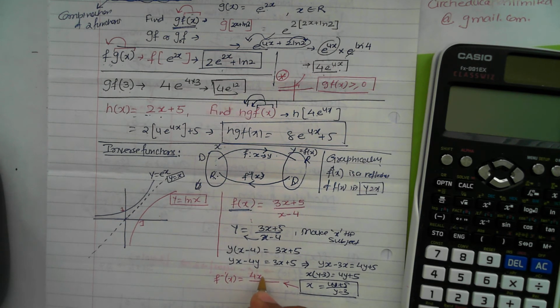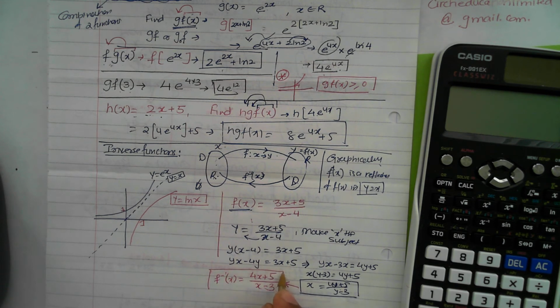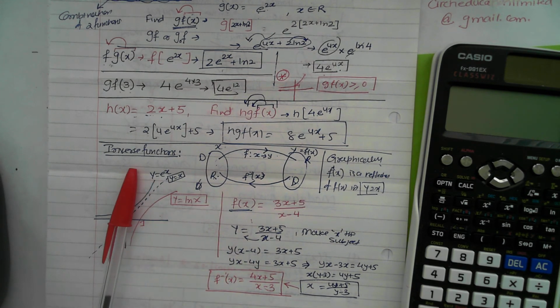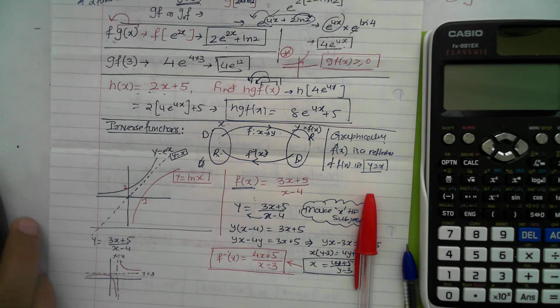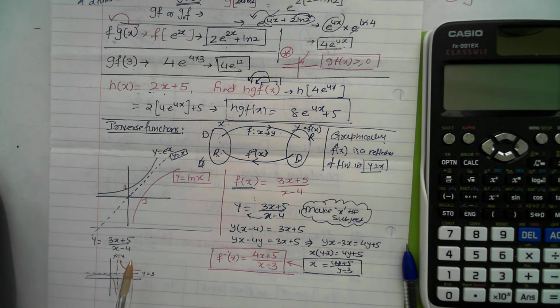So it'll be 4x plus 5 over x minus 3. Okay, just have a look at it for a minute, then I'll explain to you further more things in this domain and range. Now, this is really important that you understand this now.